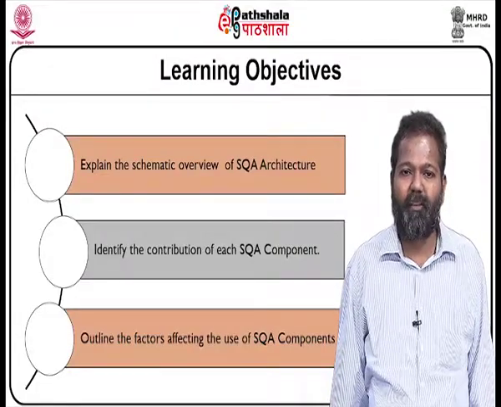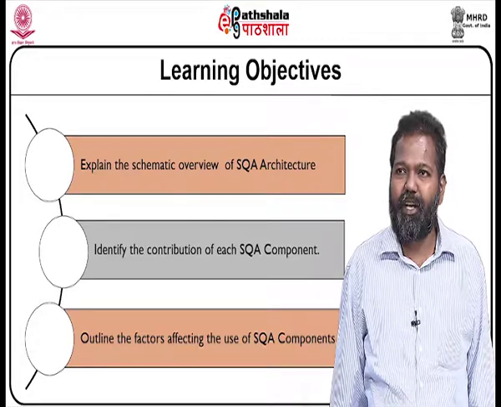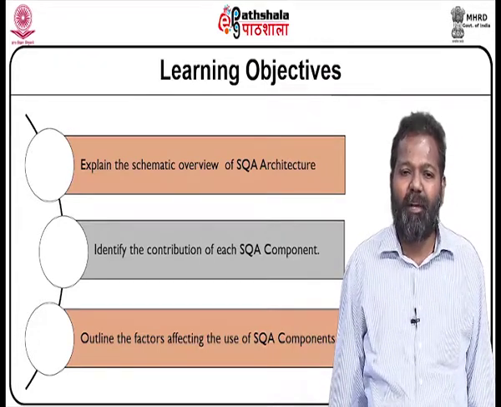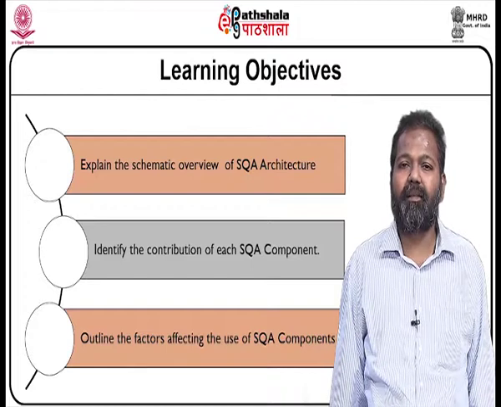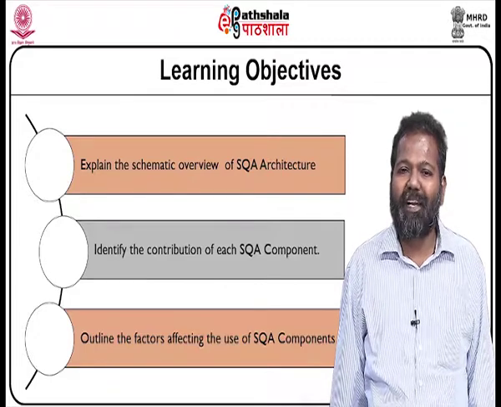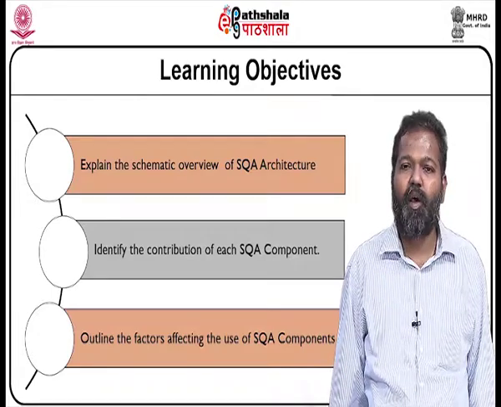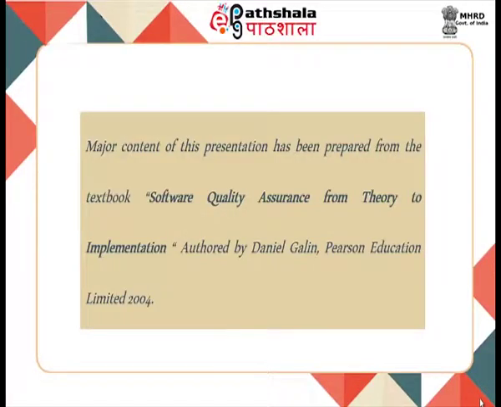Learning objectives: explain the schematic overview of software quality assurance architecture, identify the contribution of each software quality assurance component, and outline the factors affecting the use of software quality assurance components. Major content of this presentation has been prepared from the textbook Software Quality Assurance: From Theory to Implementation, authored by Daniel Galin, Pearson Education Limited, 2004.